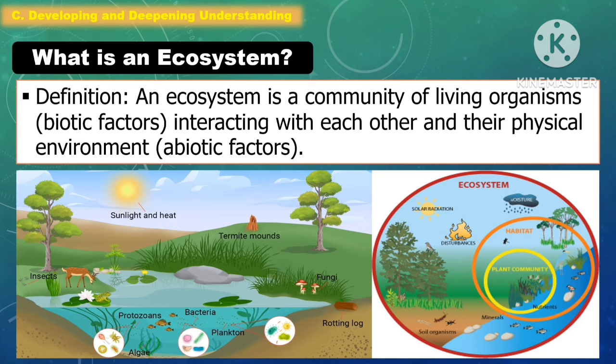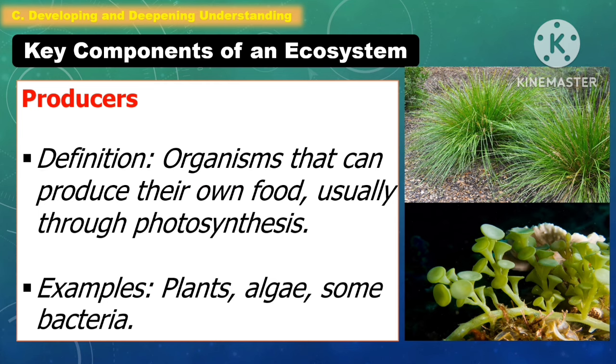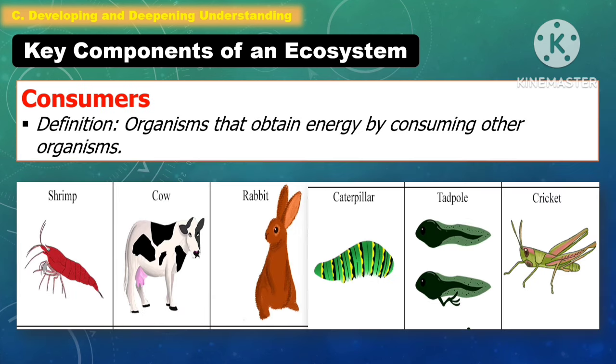What is an ecosystem? An ecosystem is a community of living organisms, which are the biotic factors, interacting with each other and their physical environment, like the abiotic factors. The following are the key components of an ecosystem. The first one is the producers. It is an organism that can produce its own food, usually through photosynthesis. Examples of producers are the plants, algae, and some bacteria.